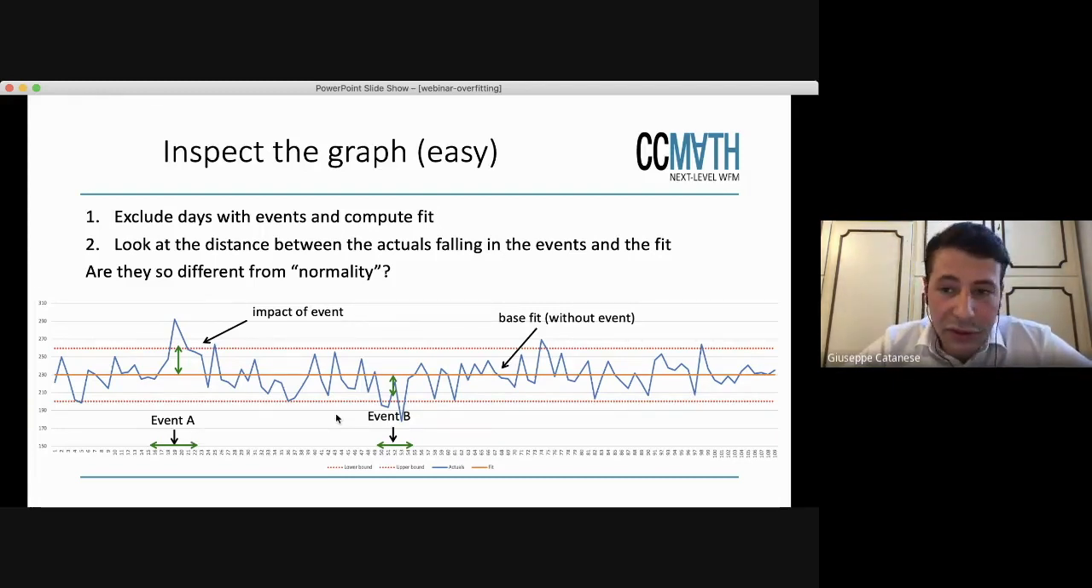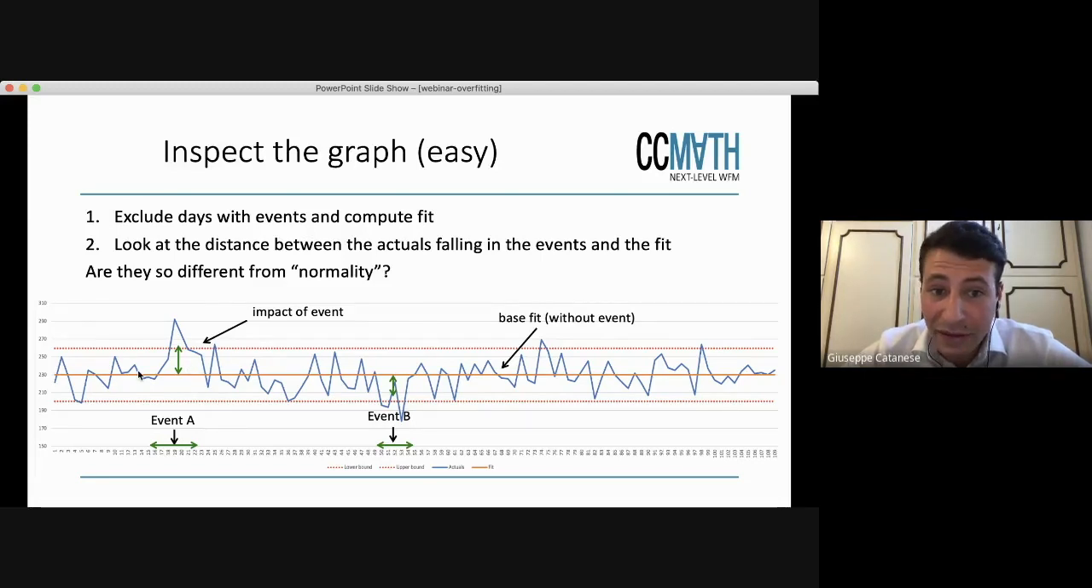You see that this has, of course, an impact. Then you look at event B, and you see that this event also has an impact. But it's really important that you see if these events are really far from normality. By normality, I mean all the other actuals, where you are sure there are no events involved. Here there is a lower and upper bound. I use a statistical technique to draw them: standard deviation. This is to show you that a real event is really far from the fit.